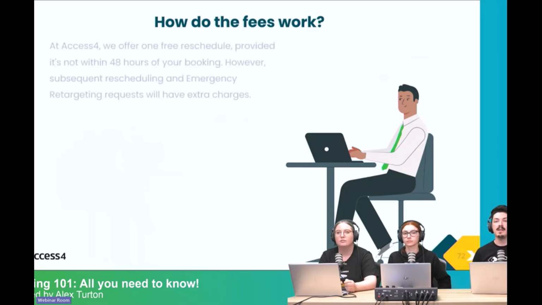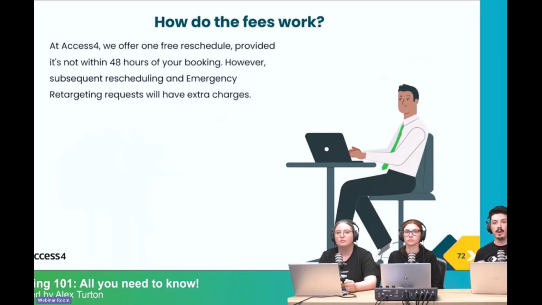How do the fees work? So there's some fees that we offer. We do offer one free reschedule for all partners. So for your customer, if they want to reschedule the first time, that's always free on Access 4. However, if it's within 48 hours of the cutover, even if it's your first reschedule, it is not free, okay? Because as I said before, anything within 48 hours of the cutover is an emergency reschedule. And because the carriers have already done pre-cutover setup on their end, we get charged for it and everyone gets charged for it, and it's something you've got to watch out for, okay? So it does have extra charges involved.